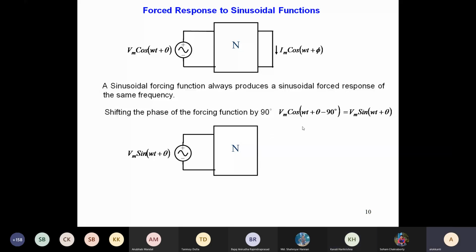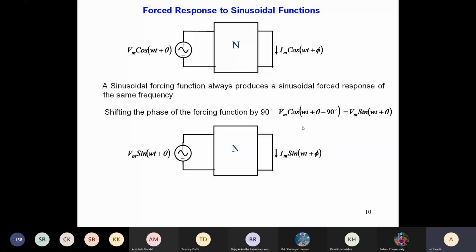So what we have done is we have fed in Vm sin omega t plus theta. So what will be the response? The response will be Im sin omega t plus phi. So you see, we are just doing mathematics.